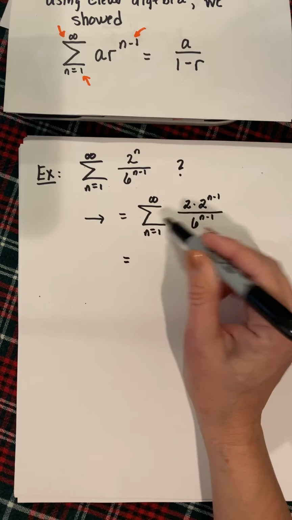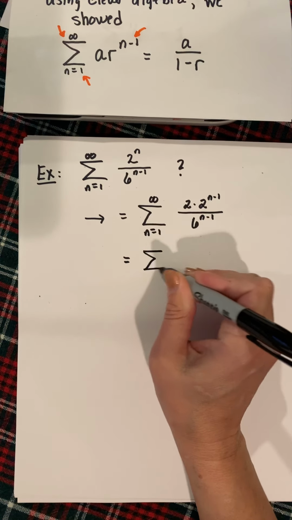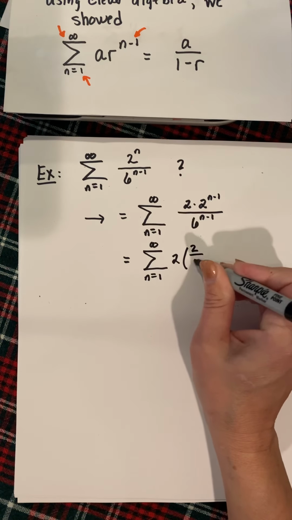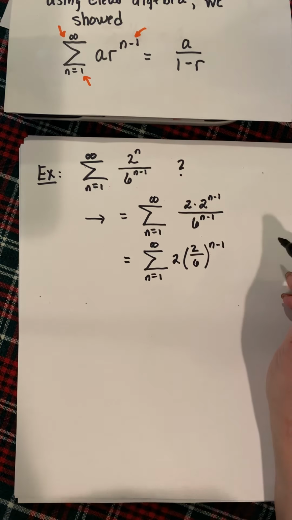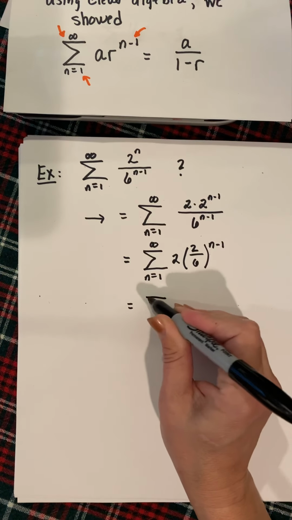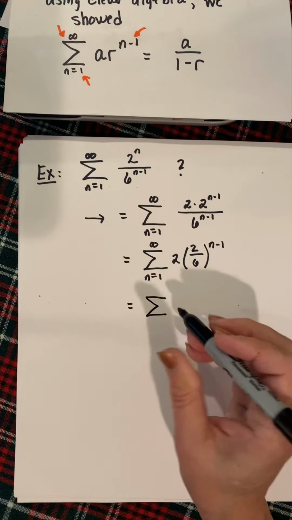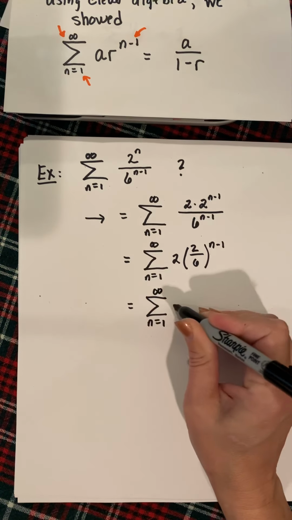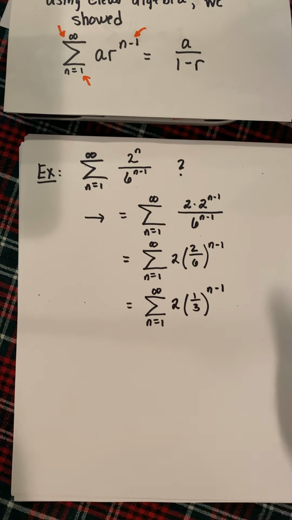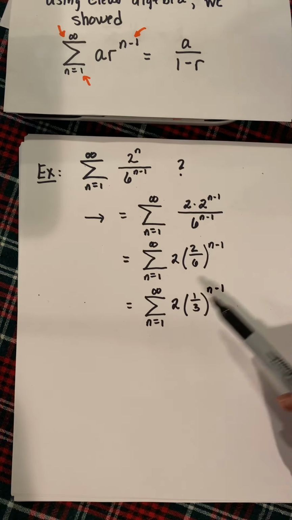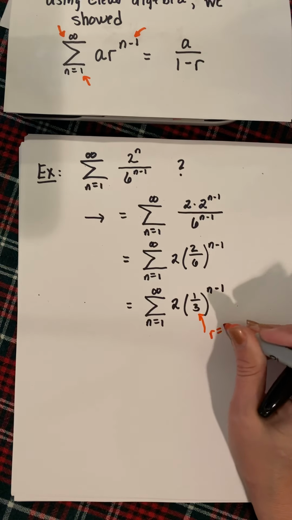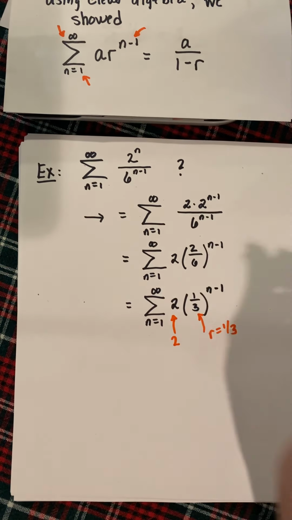Now we can see I can bring that 2 out front of the fraction. And we can do 2/6 to the n minus 1 power, reversing the quotient rule for exponents. And 2/6 is just 1/3, so I'm going to clean this up. 2 to the nth power over 6 to the n minus 1 power becomes 2 times 1/3 to the n minus 1 power. So now it's in this perfect form. We're going from 1 to infinity. We have the needed power of n minus 1. My common ratio is 1/3. My coefficient out front is 2.